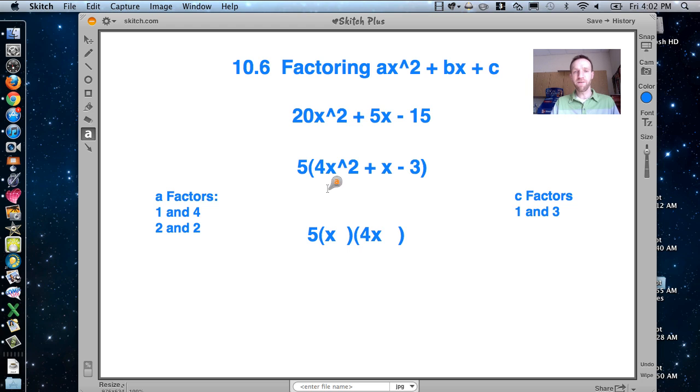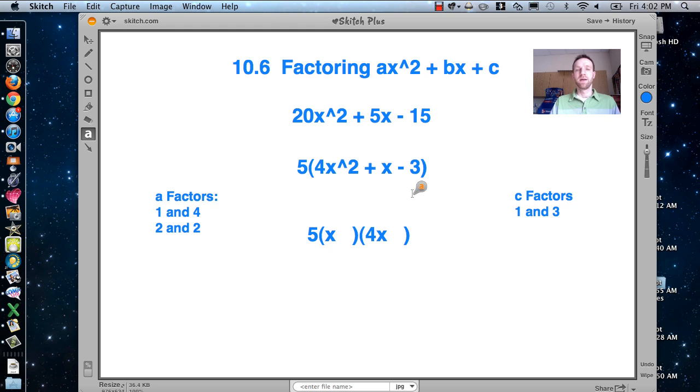So now to figure out how to factor 4x squared plus x minus 3, I wrote out a little something like this down here where I have my 5 and my 2 parentheses. Like we did in the other videos, you've got to think about what two numbers multiply together to give you the a term, which is the 4 here. So I listed my a factors of 1 and 4, 2 and 2. And you need to think about the factors that multiply to give you 3, which is just 1 and 3. So that's kind of nice.